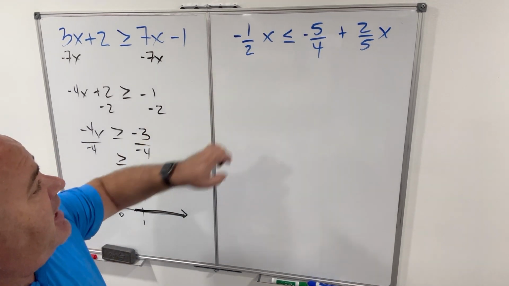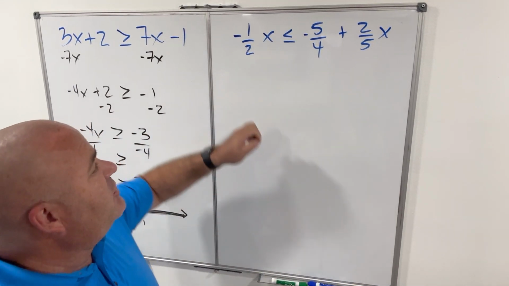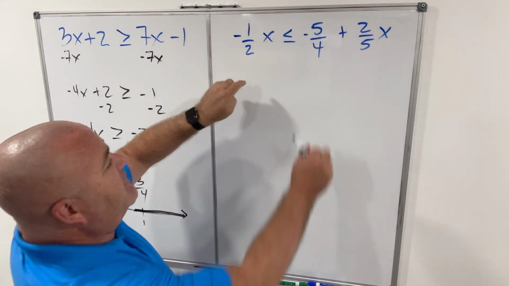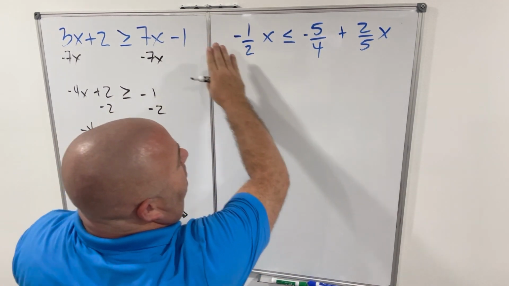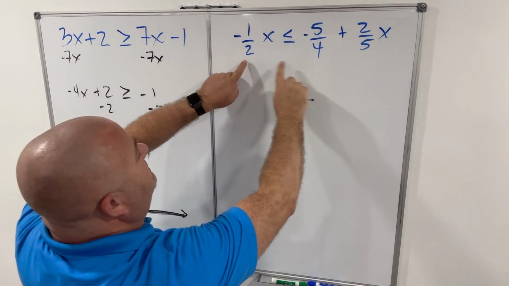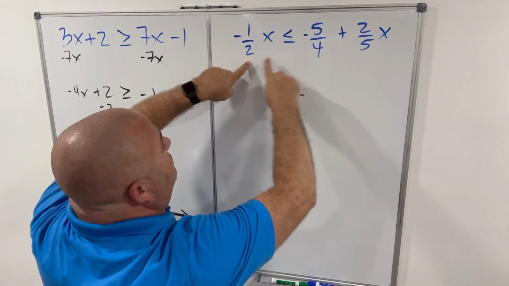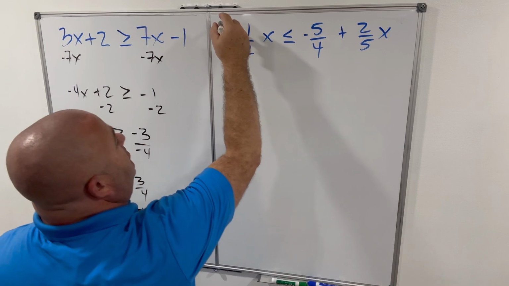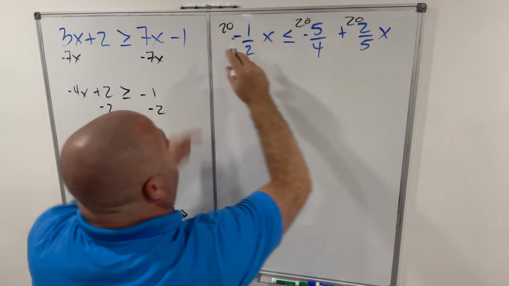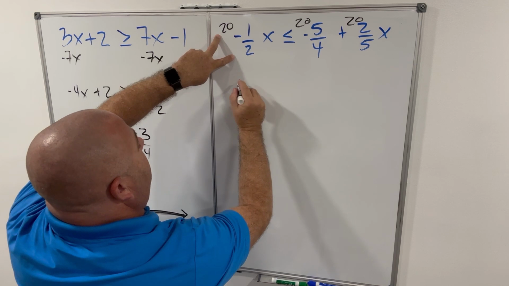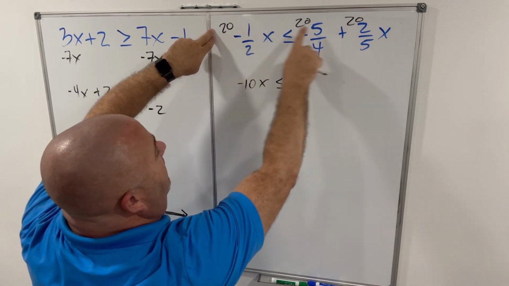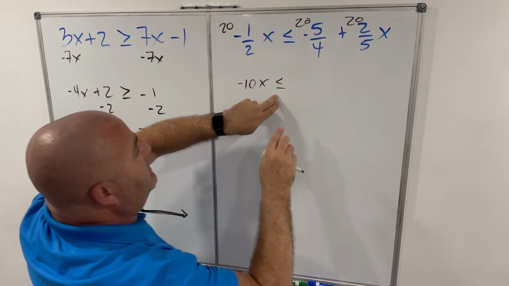Now, in this case, we've got a little bit more of a complex situation. With all of these fractions, the very first thing that I want to do is I want to find a term that I can multiply all the way through and get rid of my fractions. So in this case, 4 times 5 is 20, and since 2 goes into 20, I'm going to multiply every term by 20. So that's going to give us here a negative 10x is less than or equal to, I'm multiplying by a positive, so I don't need to change this sign yet.